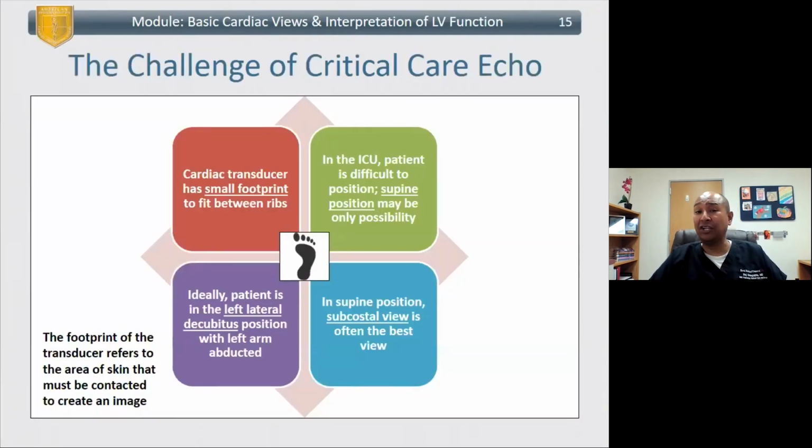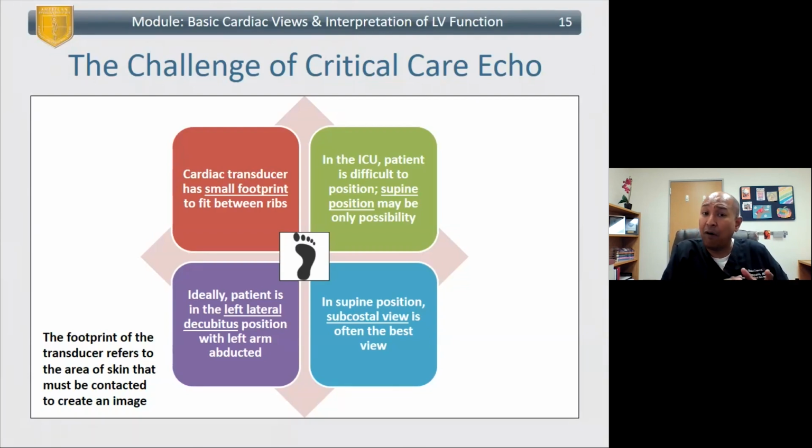So what are some of the challenges of using critical care echo, especially when we focus on the heart? When we talk about the cardiac transducer, the probe, it has a very small footprint. What does that mean? It has to go between those ribs. The footprint's really small because what is going to be the enemy of ultrasound? It's going to be bone. So you've got to get that probe in between those ribs to get a good view. And that's not the easiest thing to do.